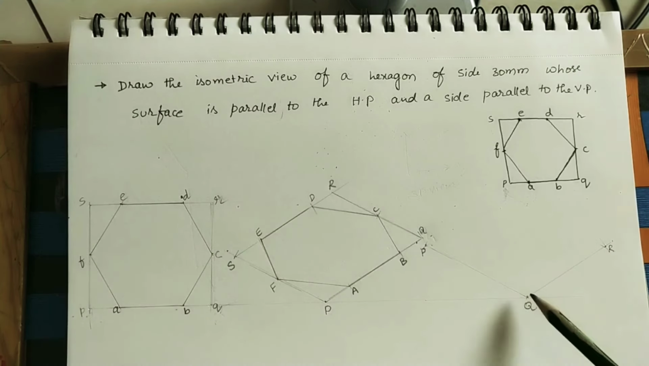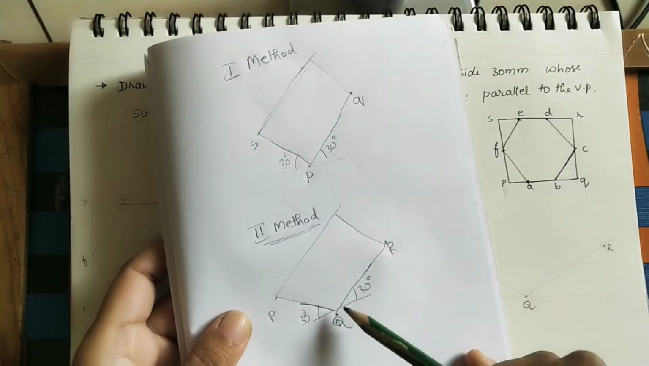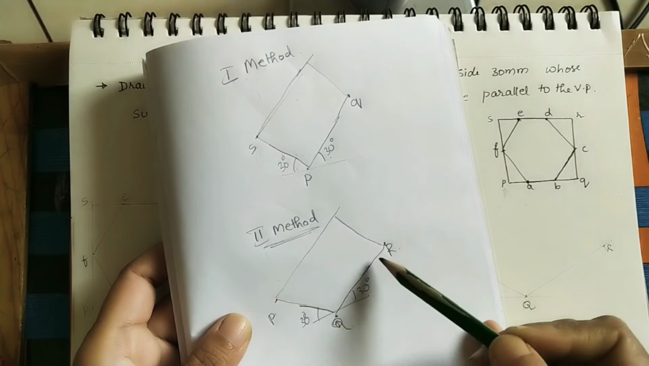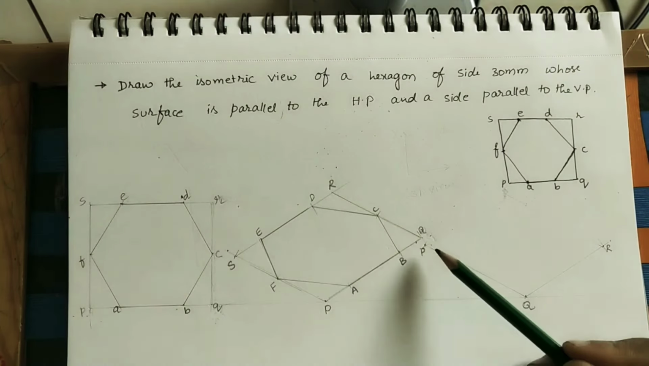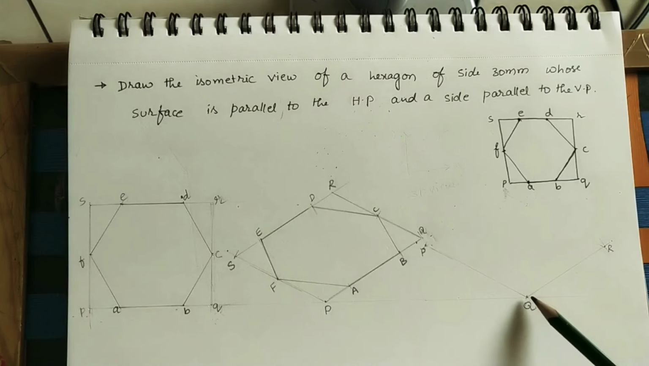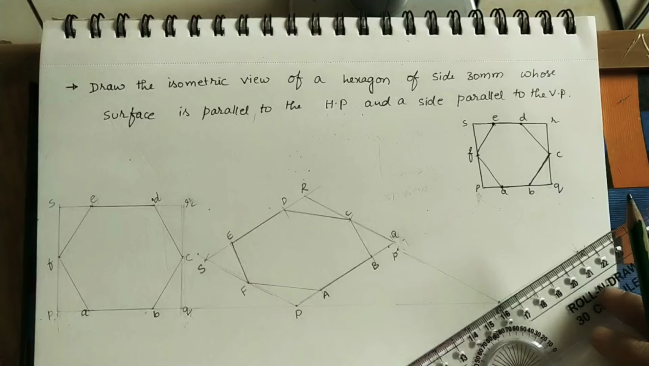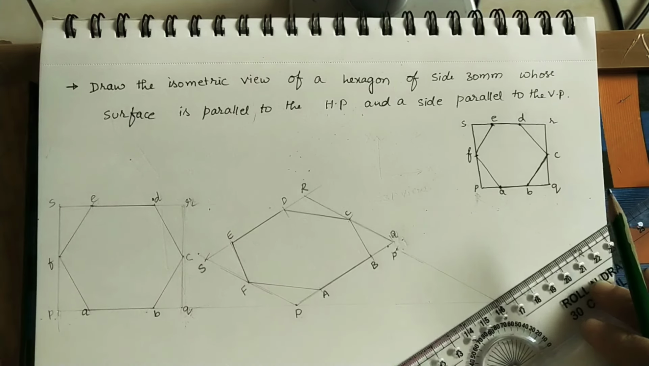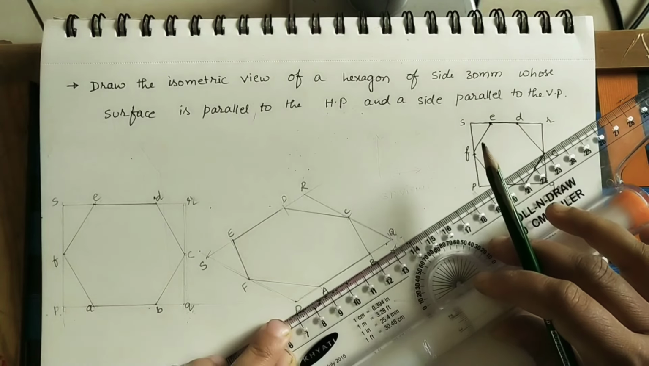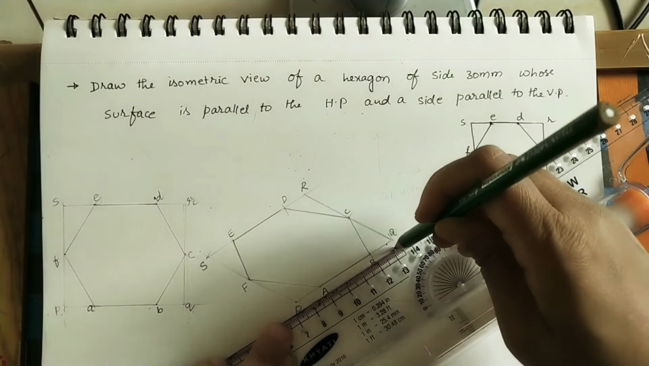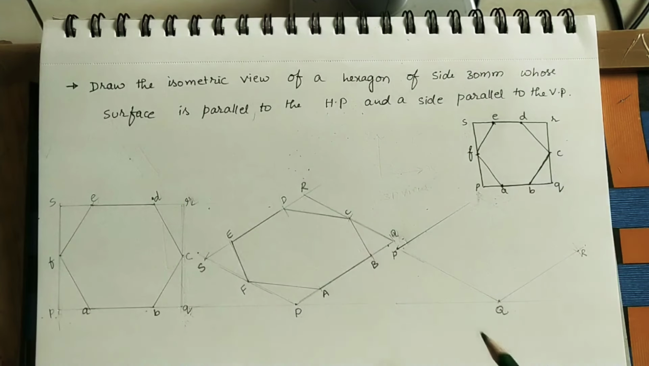After getting QR and QP, this line is parallel to this line. So here at P point, we will draw a line parallel to this. With a drafter scale, you can do it easily. Here I am using a roller scale: place the scale on the line and move it to P. Just draw one line here of some length. Similarly, at R also draw a line parallel to this.